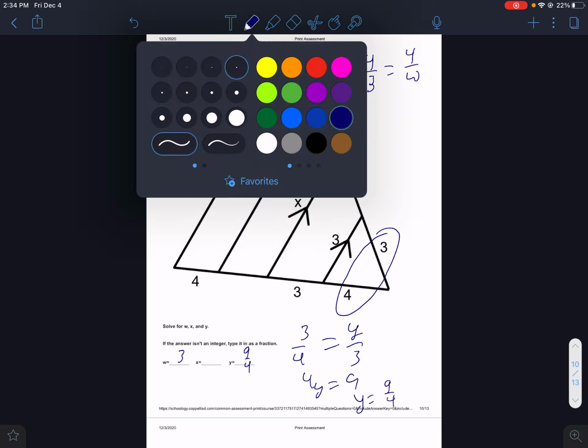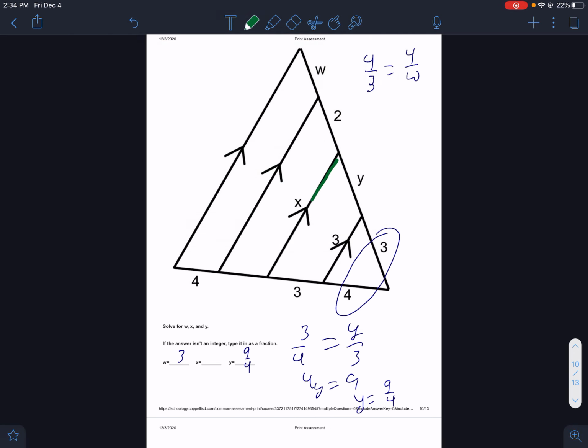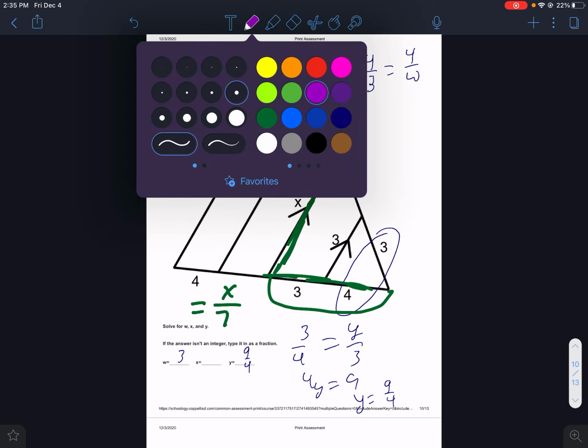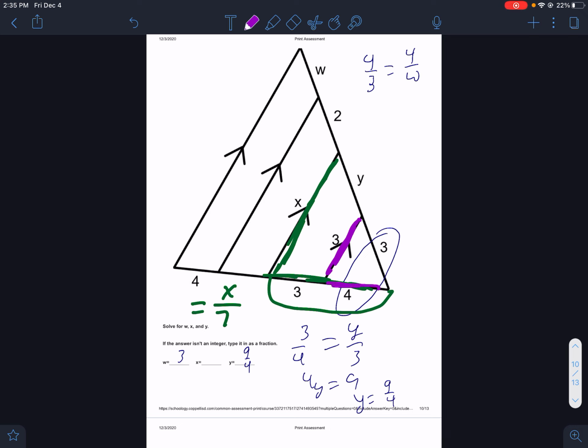And then x, this is where people run into problems. X is on the parallel line, so you have to go to the triangle. X would go, the left of that triangle would have to go over the entire bottom of 7. And then that would correspond to, the only thing that it goes with is this 3, which goes with this 4. So left over bottom for that green triangle would equal left over bottom for that purple triangle.